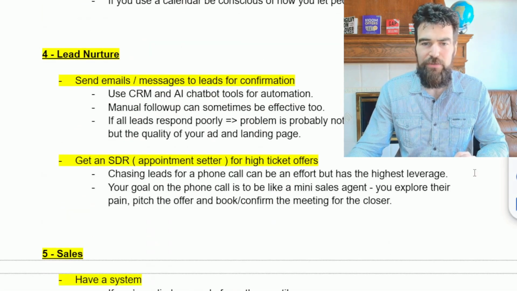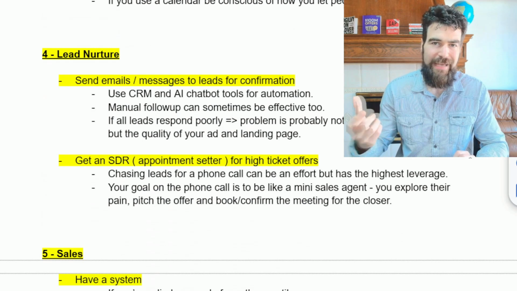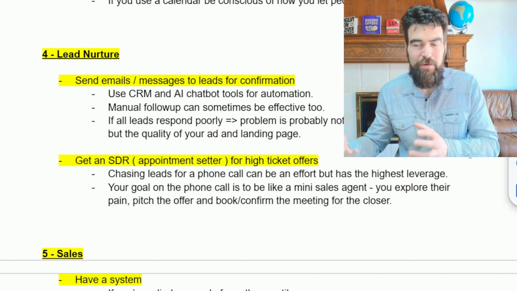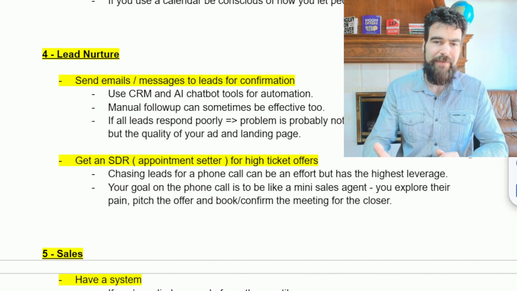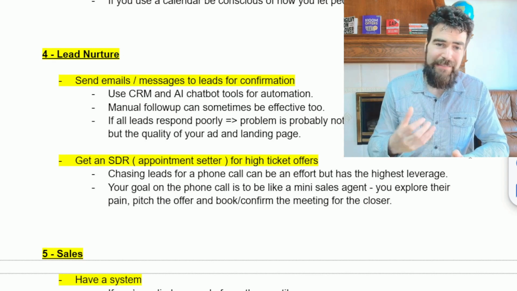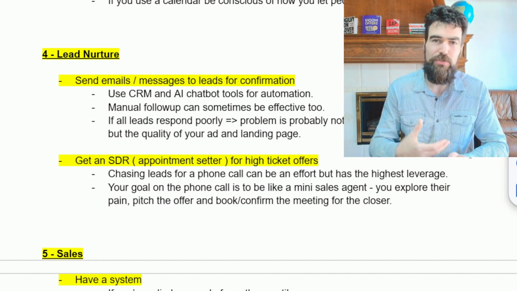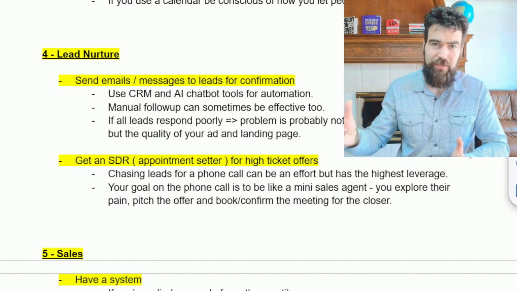Next phase is the lead nurture. So what you do here, after you have a lead that actually sends their details on the form or on the landing page, now technically they are requesting your information and you need to reach out to them. So you need to send them emails and messages for confirmation of their appointments. However, if you do that manually, that can take quite a lot of efforts. And so usually what I recommend is to use CRM tools or AI chatbot tools in order to automate things.